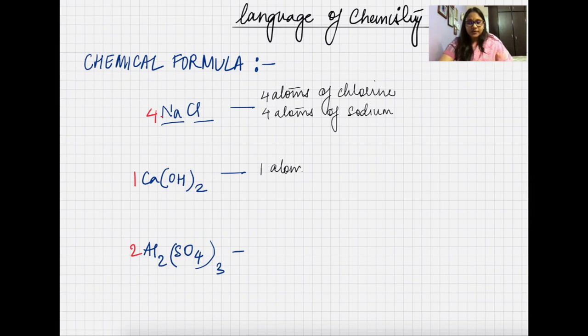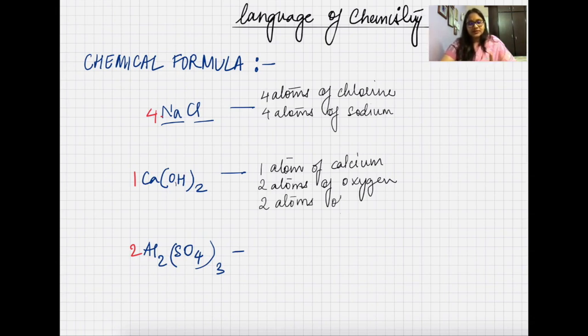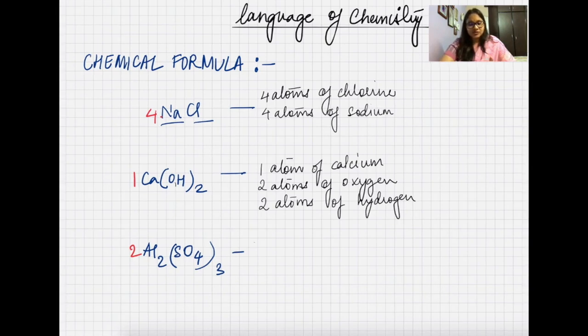Similarly, you are going to take the number 1 in front of the compound Ca(OH)2 and multiply that with 1 at the base of calcium. So there is only 1 atom. Usually we don't write this number 1 in front of a molecule. Not writing it means the same thing, that there is 1 molecule of calcium hydroxide. So 1 molecule of calcium hydroxide consists of 1 atom of calcium, 1 into 2 atoms of oxygen, and 1 into 2 atoms of hydrogen.